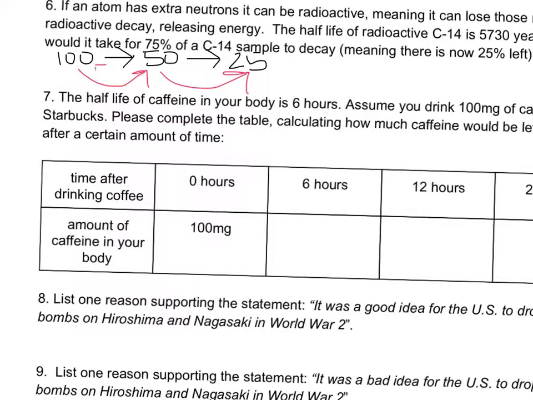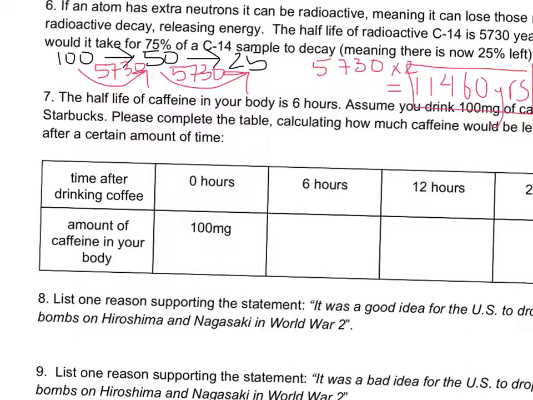So that is 5,730 years plus another 5,730 years. 5,730 times 2 will give you, let's see, 11,460 years. I'm going to check that on the calculator here. 5,730 times 2 is 11,460 years.